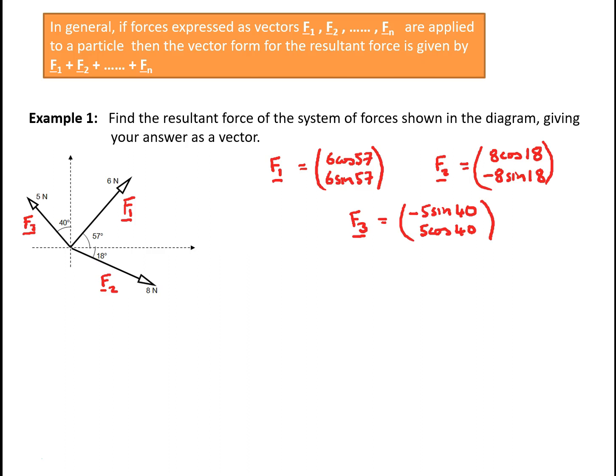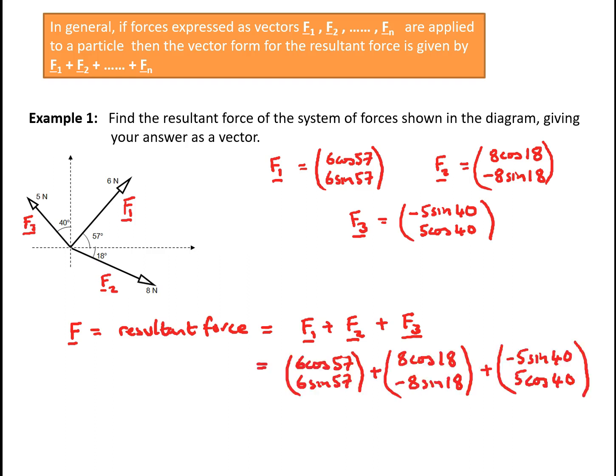The resultant force is simply the sum of the 3 forces. So we have just got to add up F1 plus F2 plus F3, and that can be done very easily on our calculators to obtain a resultant force of 7.662 newtons in the x direction and 6.390 newtons in the y direction.